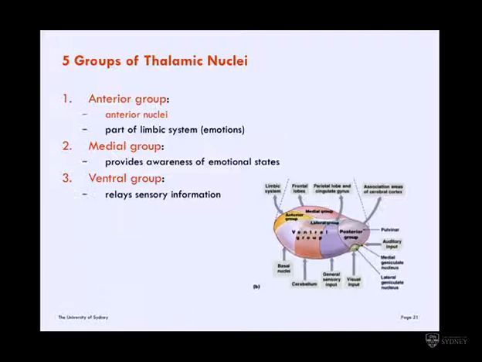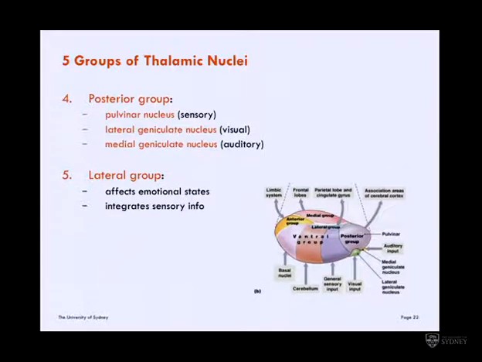So different groups of the thalamic nuclei. The anterior group is associated with the limbic system, so therefore associated with emotional aspects of behavior and memory. You can read this, right? I'm going to skip through this in interest of time. The posterior group, important, is a pulvinar nucleus associated with sensory information. The lateral geniculate with visual, and the medial geniculate with auditory information. Okay, so these act as relay centers for the information.